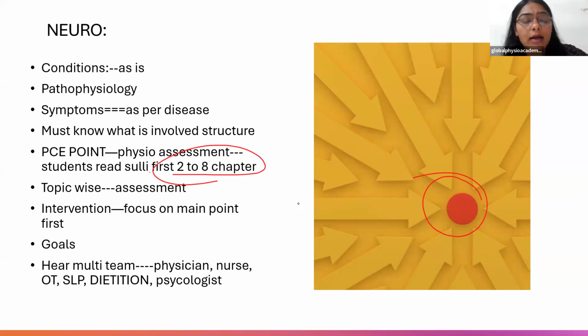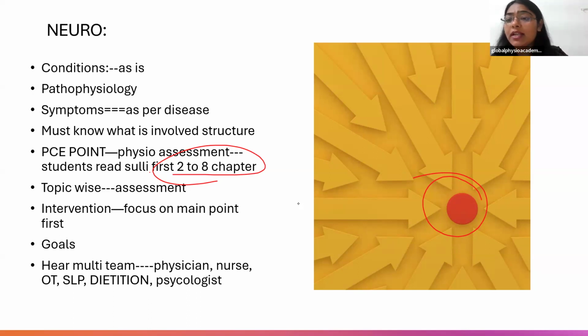Second thing is neuro. What do I observe in the students? Neuro, for example, Parkinson. Students are very thorough in Parkinson: basal ganglia, direct pathway, indirect pathway, if they are very enthused. In the exam, you end up with a scenario. In the exam, they are not asking how the dopamine is working. It is not our scope of practice. What is our scope of practice? Physiotherapy. So read the condition thoroughly, pathophysiology one time, and symptoms as per the disease, you must know.